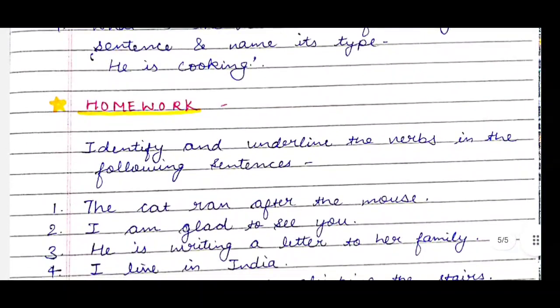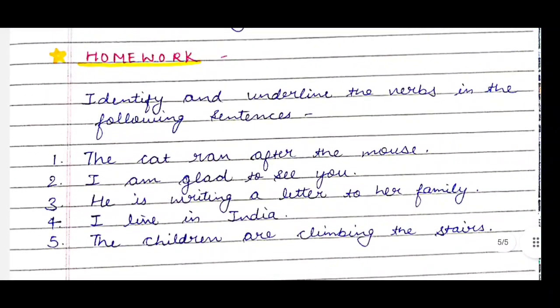Then comes the homework part. We'll give them some homework to practice on. So our question is: identify and underline the verbs in the following sentences. First one, the cat ran after the mouse. Second, I am glad to see you. Third, he is writing a letter to her family. Fourth, I live in India. Fifth, the children are climbing the stairs. Okay, so that was it.